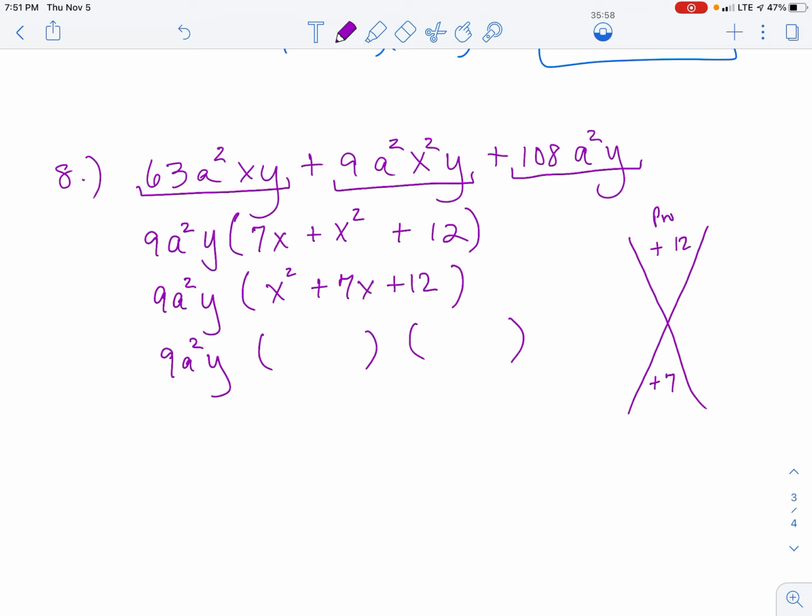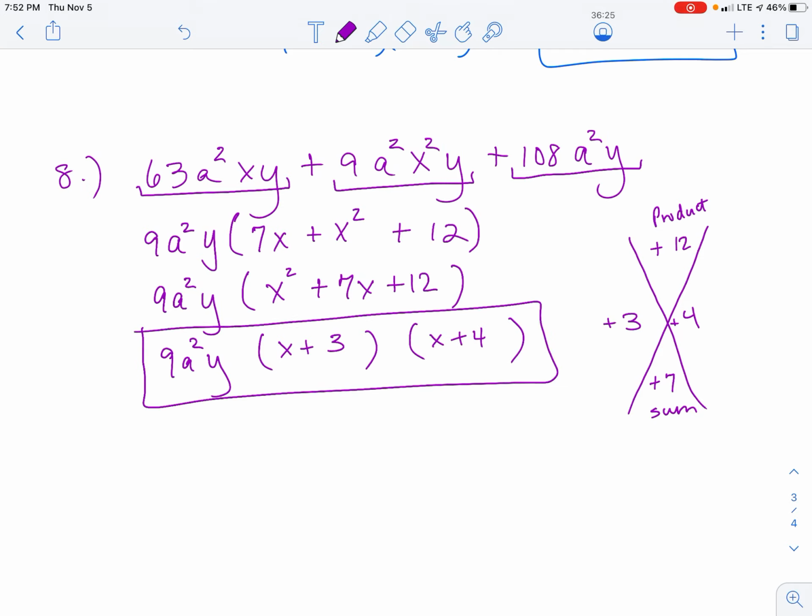This is going to be the product. So what are the factors I'm going to pick? The factors of 12. Let's try 3 and 4. So 3 times 4 is 12. They have to total to give me the sum of positive 7. So they both have to be positive, don't they? So I'd have x plus 3 times x plus 4. And that's the answer to number 8.